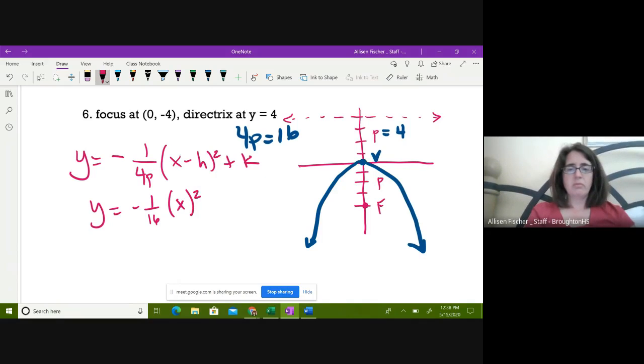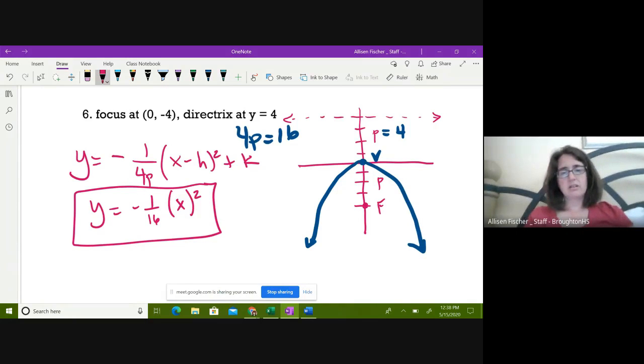Lame. You don't need those parentheses there. I just start writing them because I think I'm going to put something with it.